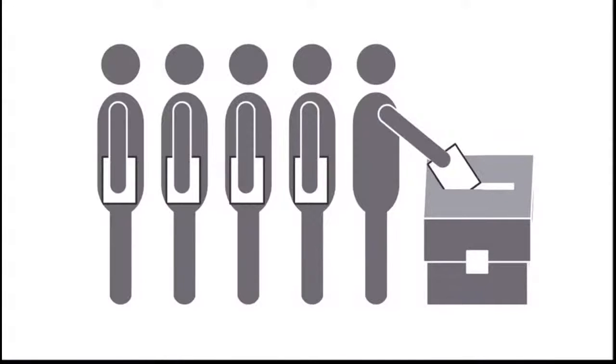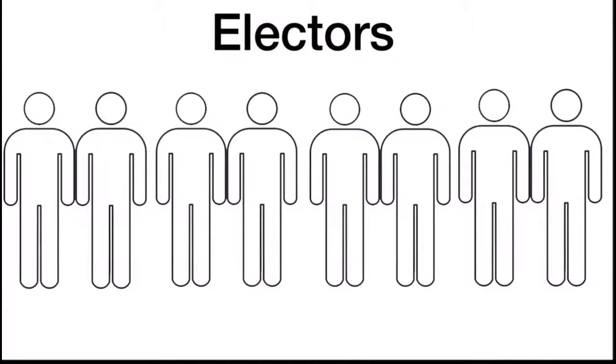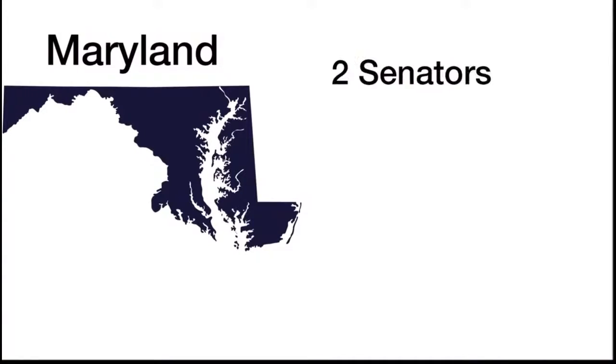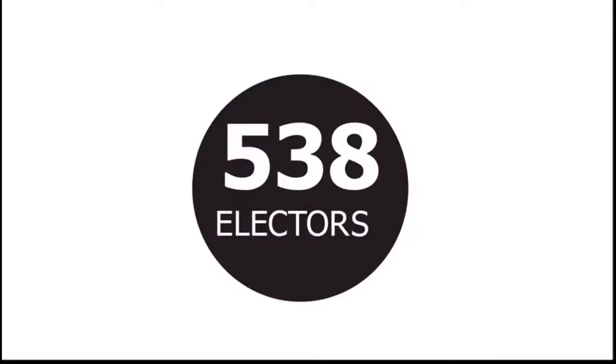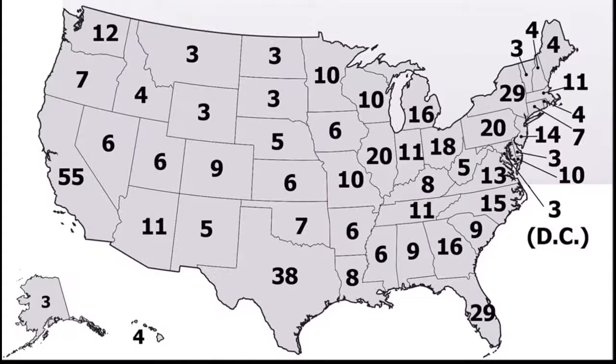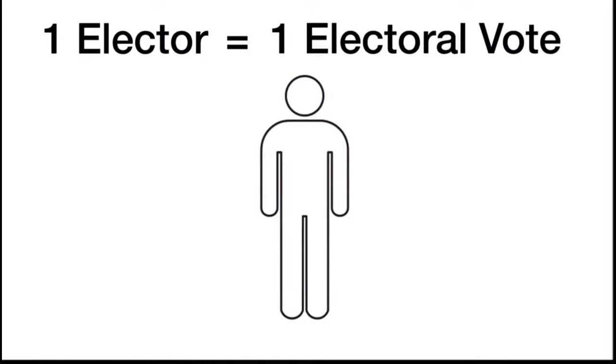When people cast their vote, they are actually voting for a group of people called electors. The number of electors each state gets is equal to its total number of senators and representatives in Congress. A total of 538 electors form the Electoral College. Each elector casts one vote following the general election.